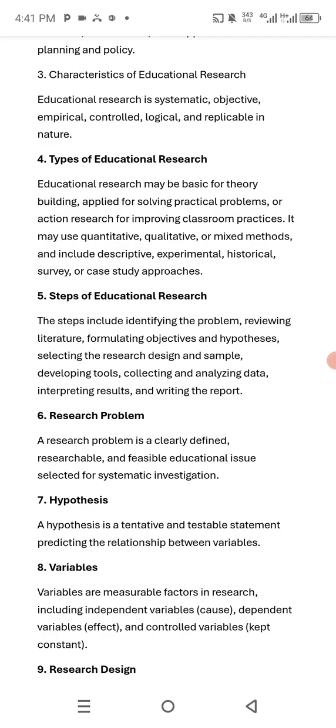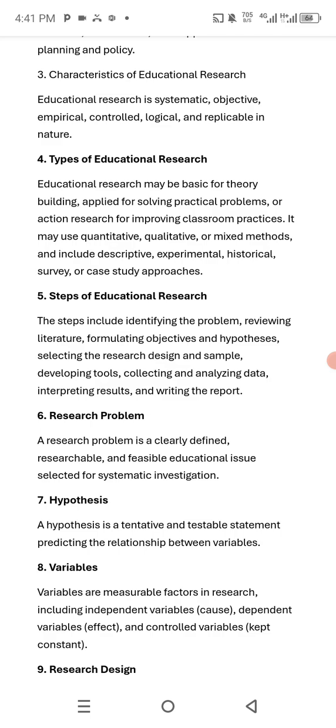So, for example, what is a research problem? Remember that the first step of educational research is what? To identify a problem. Now, what is a research problem? A research problem is a clearly defined, researchable, and feasible educational issue selected for systematic investigation. So, your research problem must be what? Clearly defined, it must be researchable, and it must be what? Feasible, right?